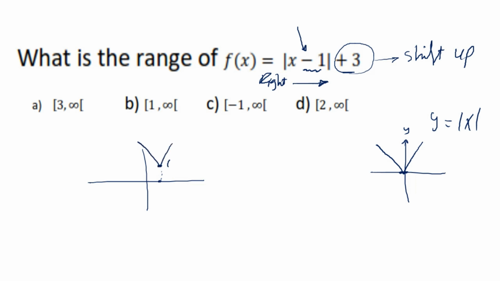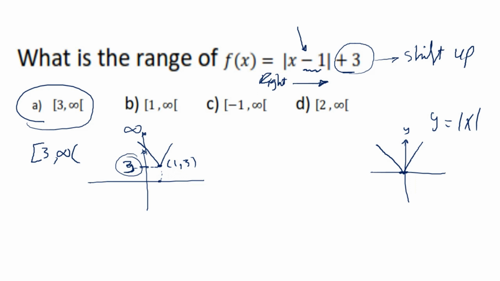So the intersection here will be the point 1 and 3. So the least point on the y-axis is 3, till infinity. And 3 is closed. So the answer is 3 and infinity open. Notice that it could be written as 3 and infinity using this kind of braces, 3 and infinity open.